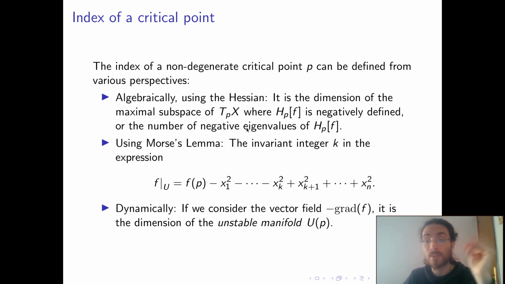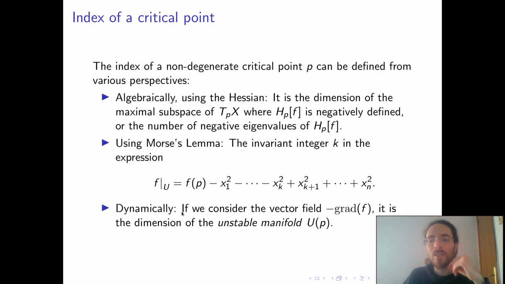However, there are alternative ways to see it. For instance, if you use the Morse lemma, this invariant k that I commented on before is precisely the index of your critical point. So this is a different way to see it. But the most interesting one is the dynamical interpretation. If you consider the negative gradient, and the reason why this is negative will be apparent when we look at examples, but this is mostly for historical reasons, just hold on with me.